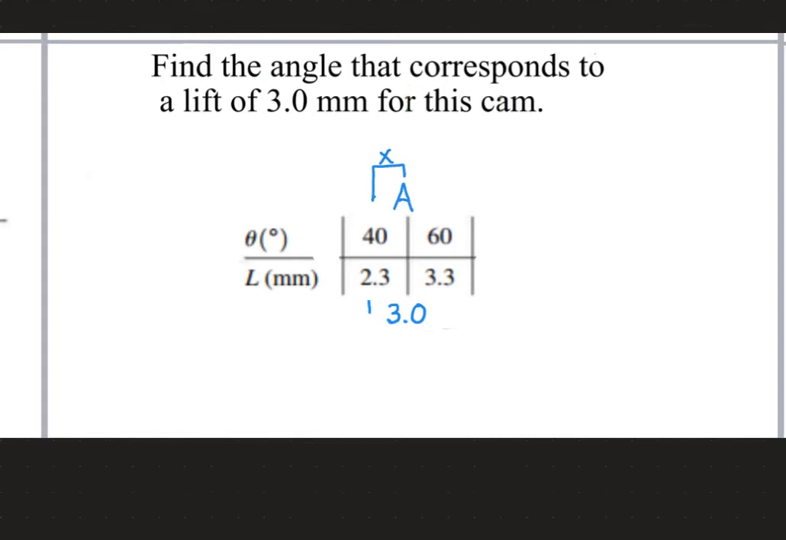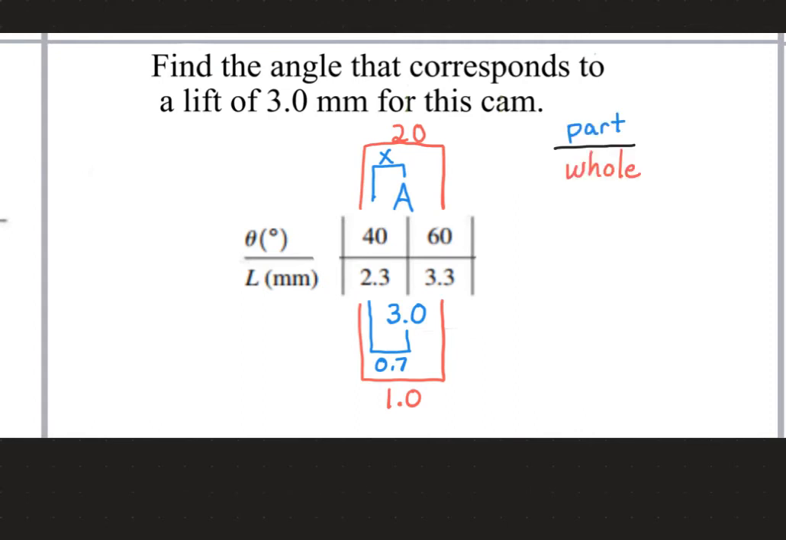The difference between 2.3 and 3.0 millimeters is 0.7 millimeters. The difference between 2.3 millimeters and 3.3 millimeters is 1.0 millimeters. And the difference between 40 degrees and 60 degrees is 20 degrees. All right, now we can set up our proportion.